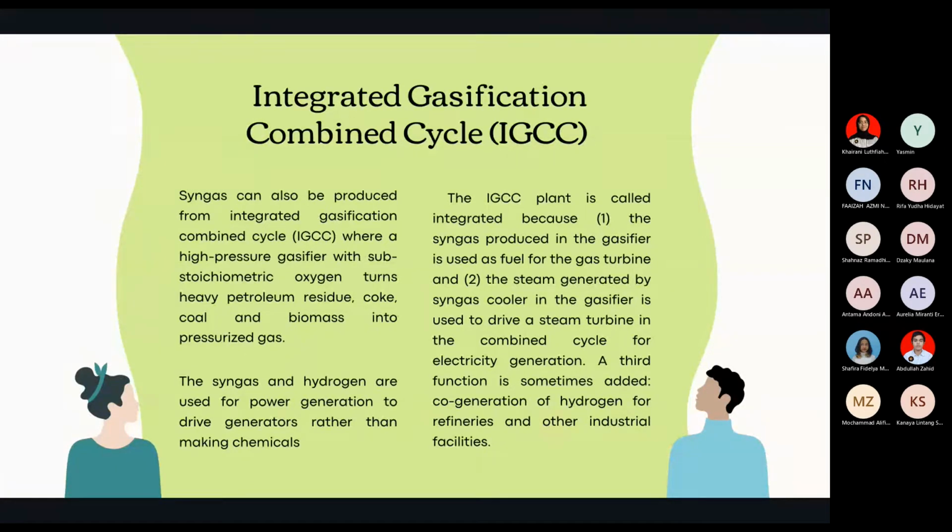The IGCC plant is called integrated because the syngas produced in the gasifier is used as a fuel for the gas turbine. And secondly, the steam generated by the syngas cooler in the gasifier is used to drive a steam turbine in the combined cycle for electricity generation. A third function is sometimes added, which is the cogeneration of hydrogen for refineries and other industrial facilities.